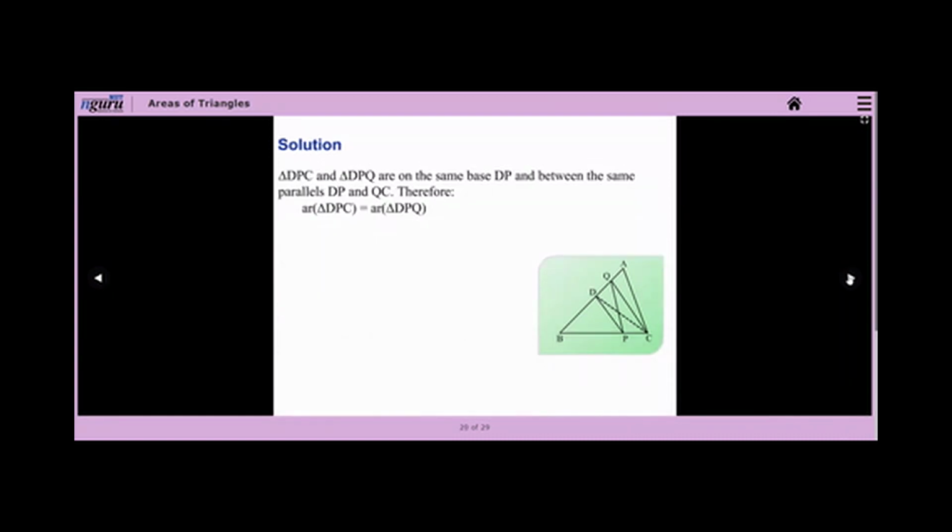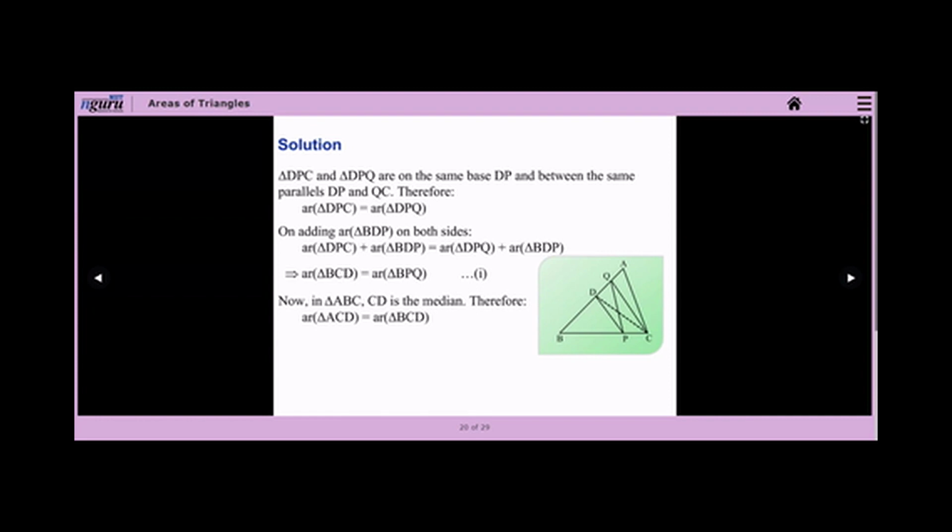DPC and DPQ are on the same base DP and between the same parallels DP and QC. Therefore, the area of the triangle DPC is equal to the area of the triangle DPQ. On adding the area of the triangle BDP on both sides, we get that the area of the triangle BCD is equal to the area of the triangle BPQ. Denote this as equation 1.